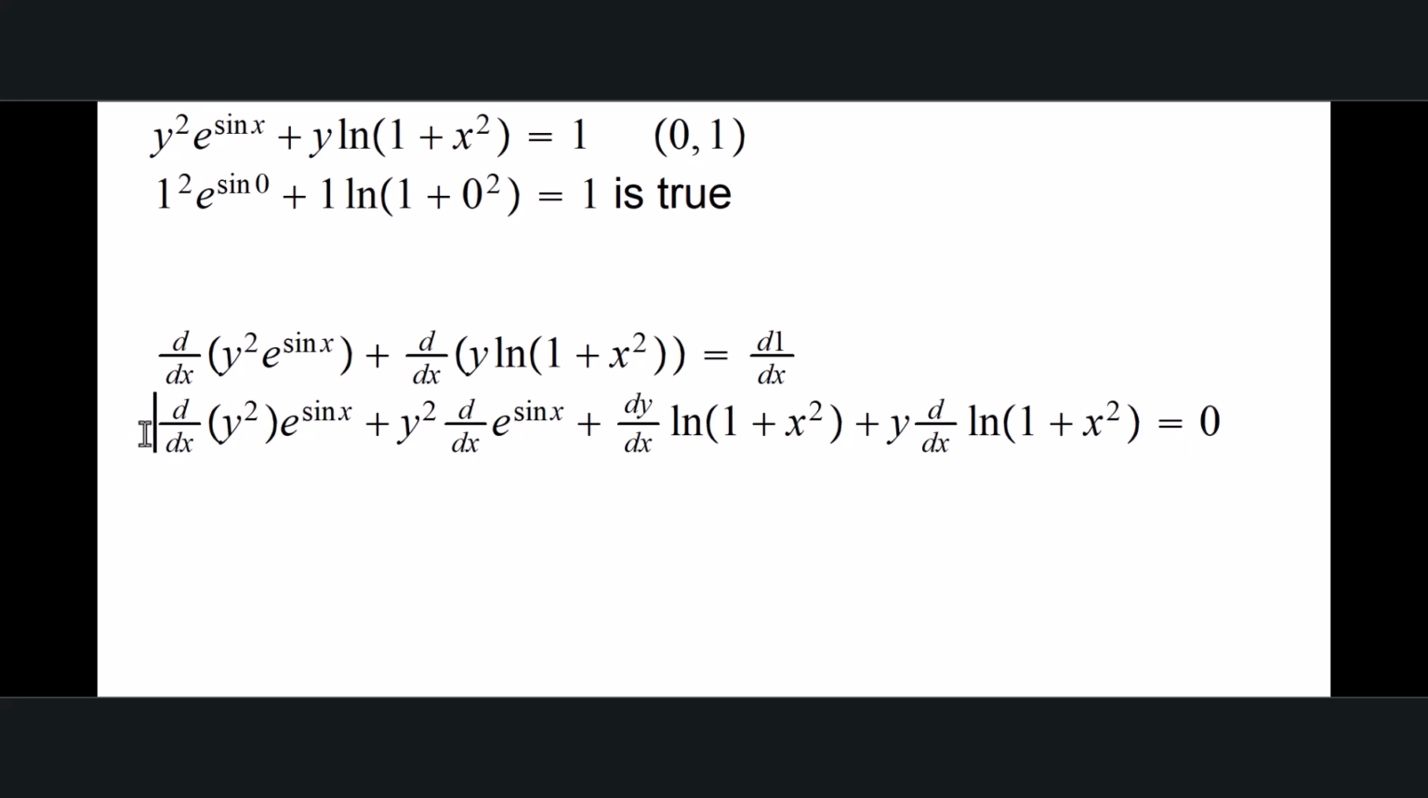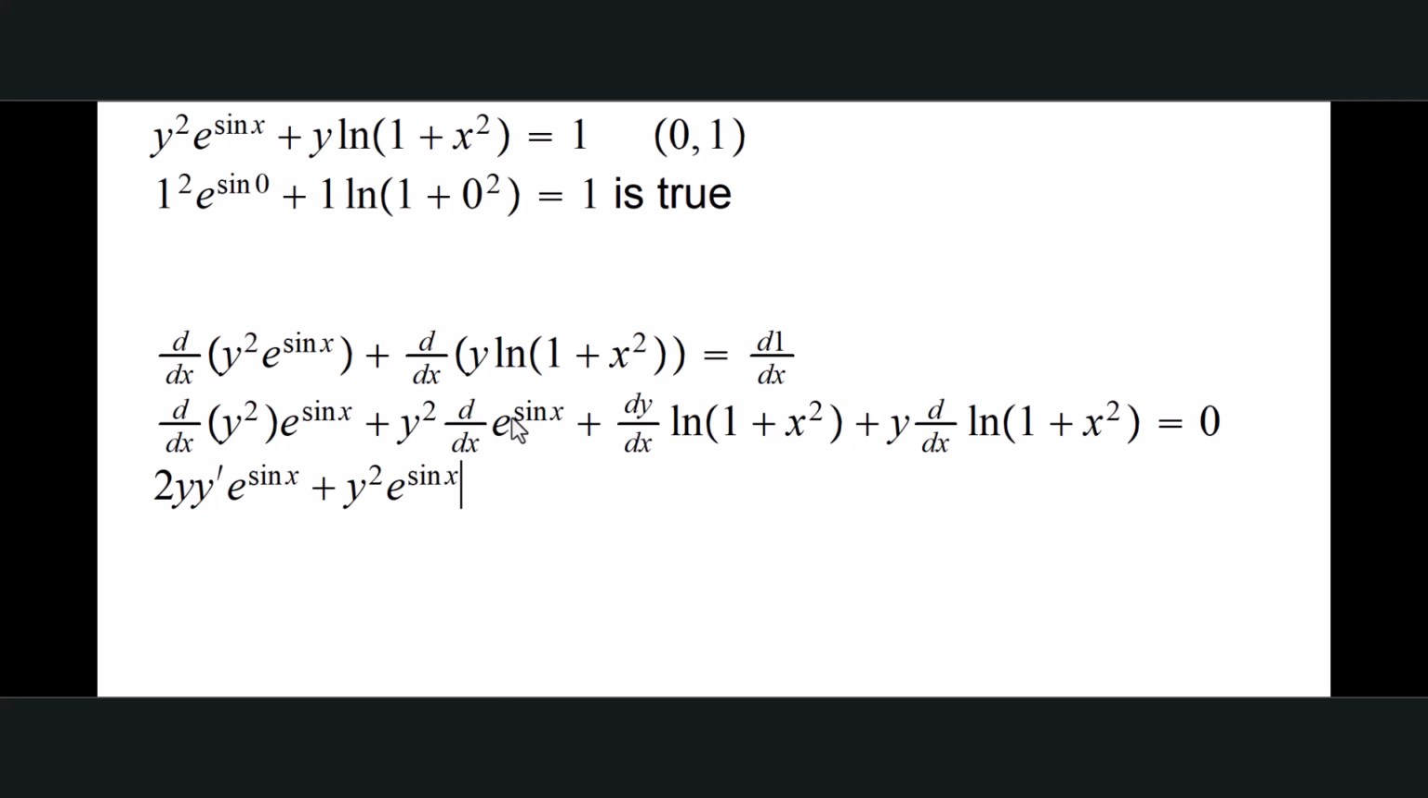So what do we get here? The derivative of y² where y is a function of x, we'll just use the chain rule and write that as 2y, and let's write y prime for dy/dx, just to save space here on our writing board. And then we got e to the sine x, and then plus we have y², and the derivative of an exponential is the exponential itself.